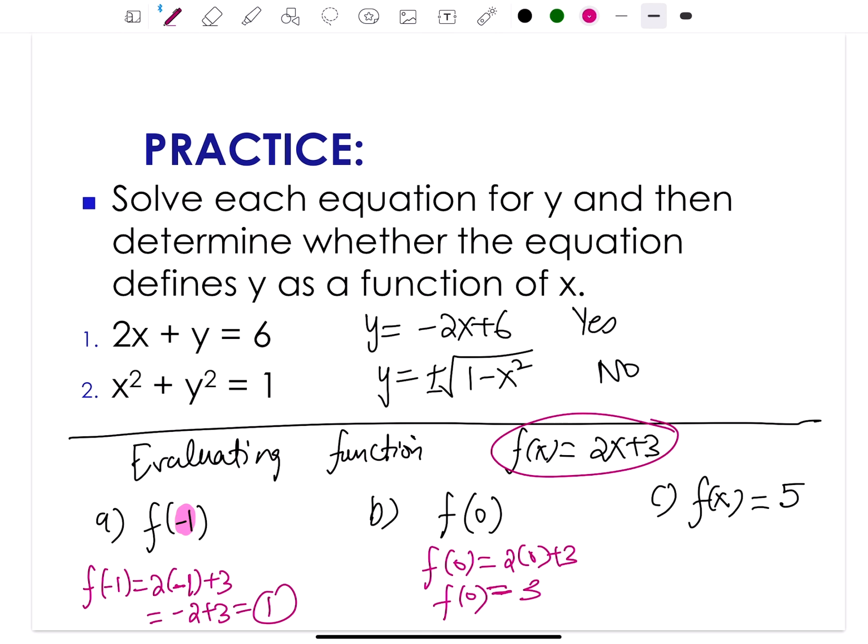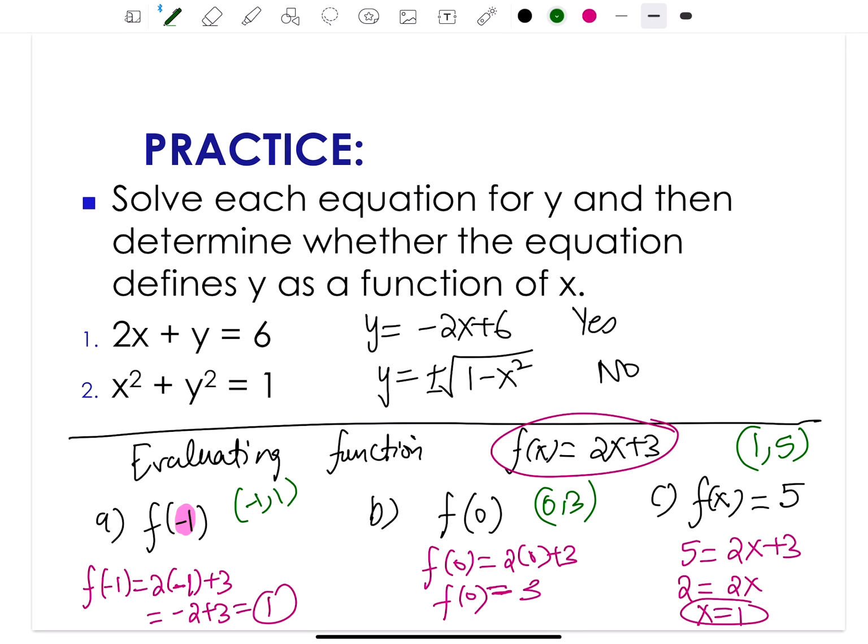Next one, we're looking for x, because we're given the f of x value, the y value. So we replace f of x by 5: 2x plus 3 equals 5. Subtract 3 from both sides. 2 equals 2x. x equals 1. So x is 1 when y is 5. If you want to write the ordered pairs, (1, 5) is a point on the graph, (0, 3) is a point on the graph, and (-1, 1) is also another point on this graph. That's all for this video.